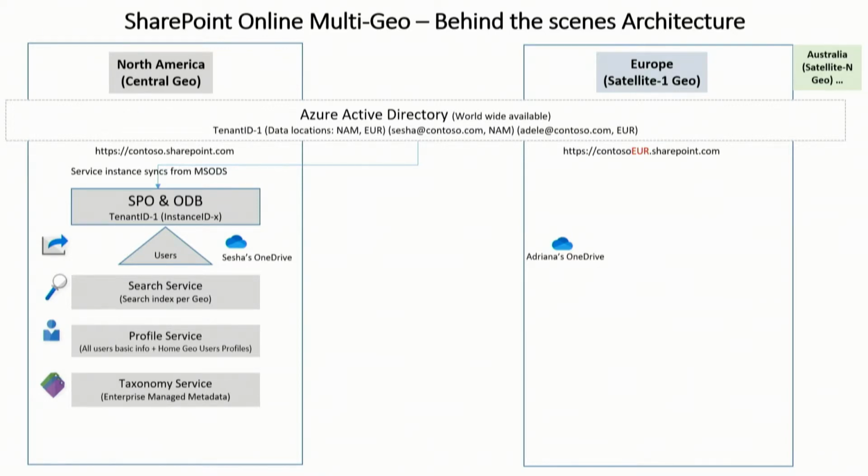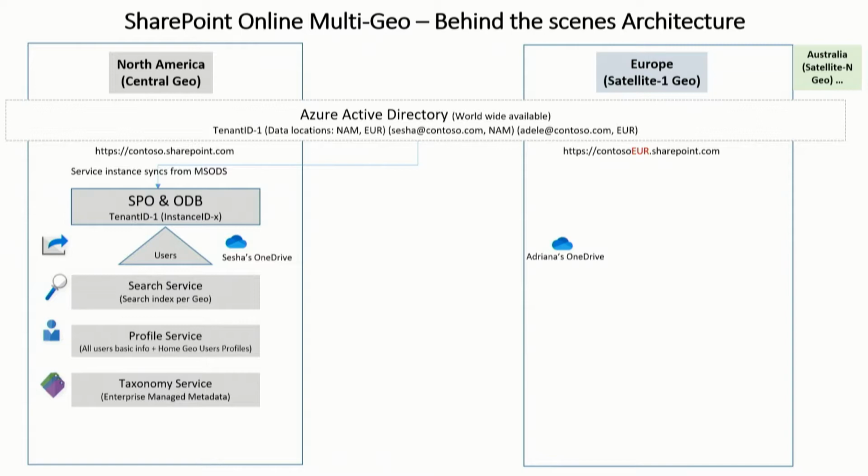Also, if you are a satellite user signing in to access your central location, we need to give you a single sign-on experience, and hence that information needs to be available there as well. So from a directory perspective, as you can see at the top, it's a single Azure Active Directory tenant instance. Then we synchronize them to our directory on the corresponding geos.